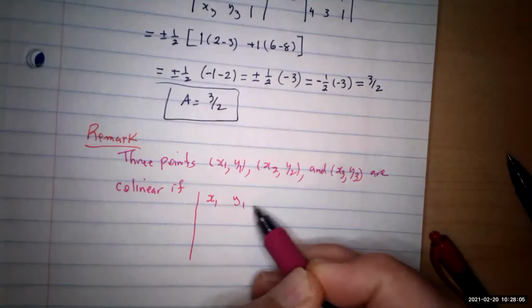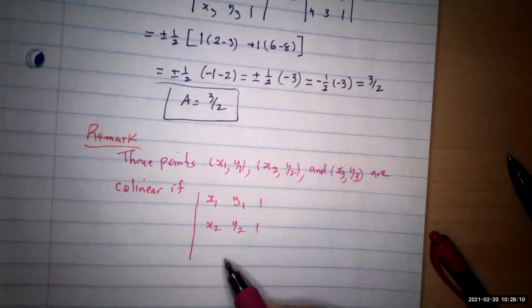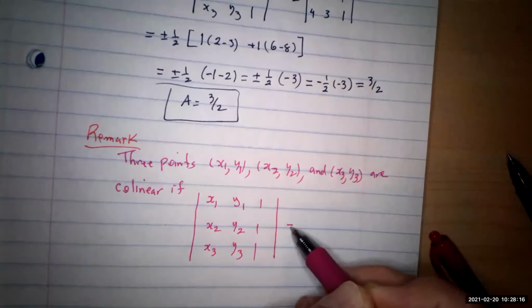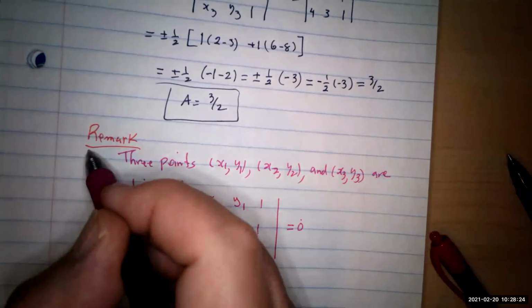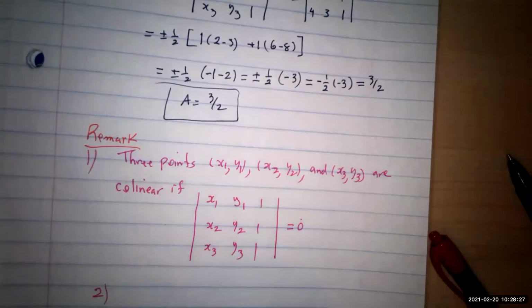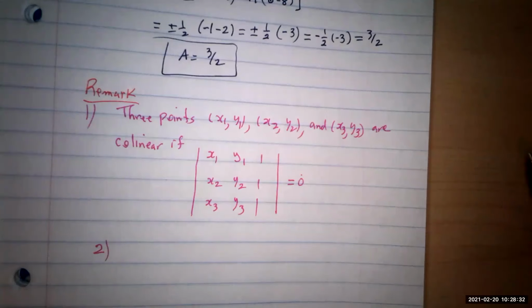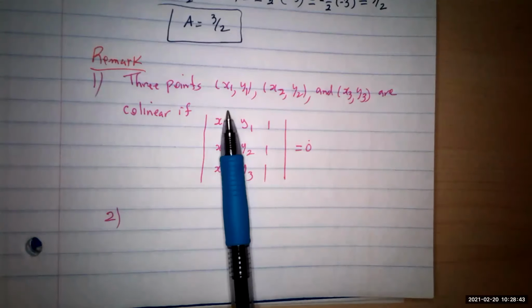x1, y1, 1, x2, y2, 1, and x3, y3, 1, equals 0. Okay, and it can be easily checked. That's one. The other two is the other one. The next one is a bonus. You know that if two points are given to you, you can write the equation of the line. You can write the equation of the line using the slope. But we can use this idea to find the equation of the line.